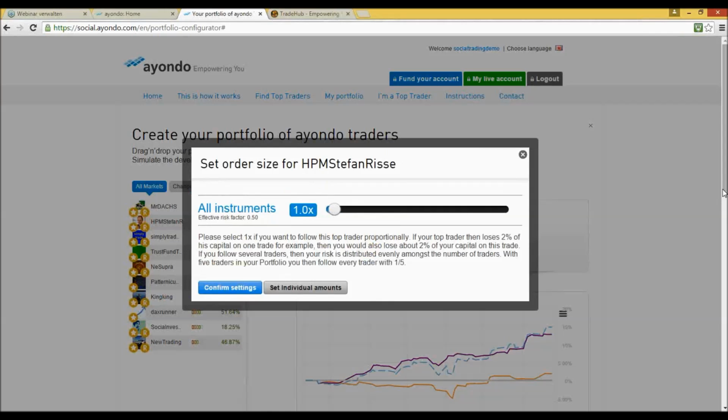Vice versa, if one trader took a 10% risk and another trader took a 5% risk, I'd be following the trader with 10% with 5, and the second trader with 2.5. Again, it's all dependent on your account size, the number of traders you have, and the effective risk factor. If I wanted to follow them identically, with a 1-for-1 risk where I took the same percentage risk as them, I'd change the risk factor to 2 times. There you go. And now we can see my effective risk factor has changed to 1 times here.